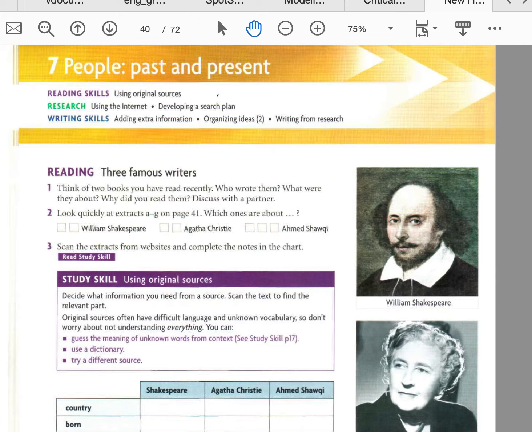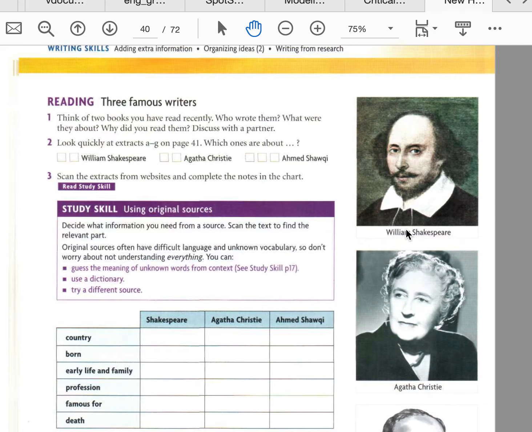ننتقل الآن إلى يونت 7 اللي هو past and present. Some skills we're going to learn in this unit, which will be about reading skills, research and writing skills. Let's go ahead and start with reading.